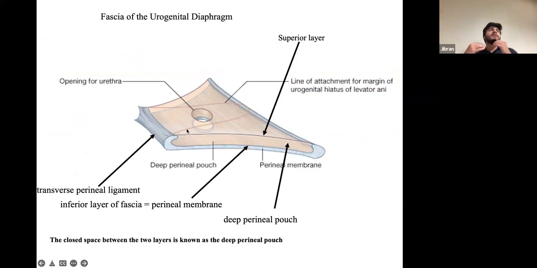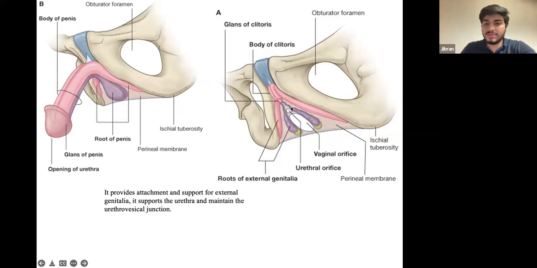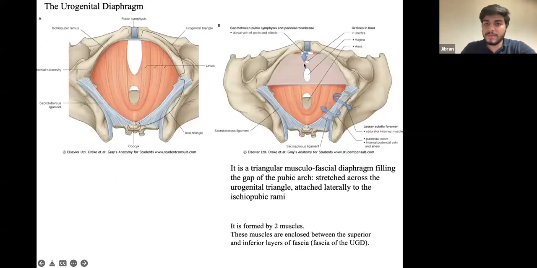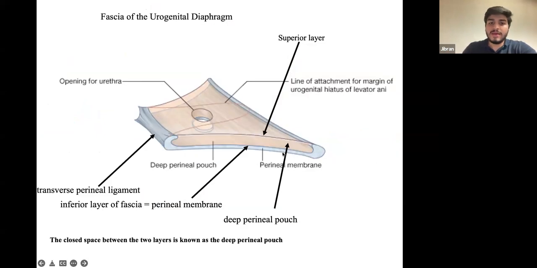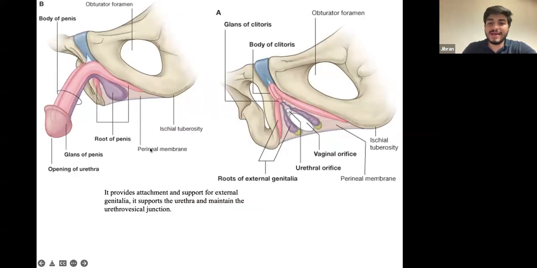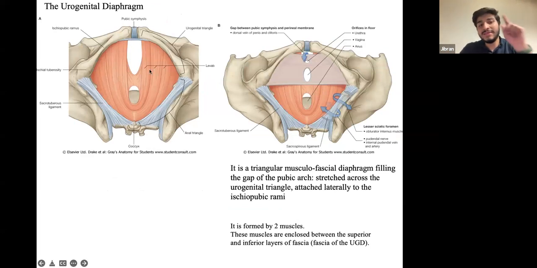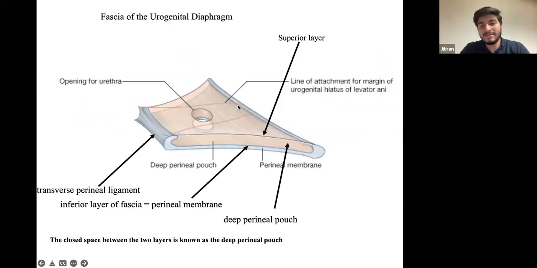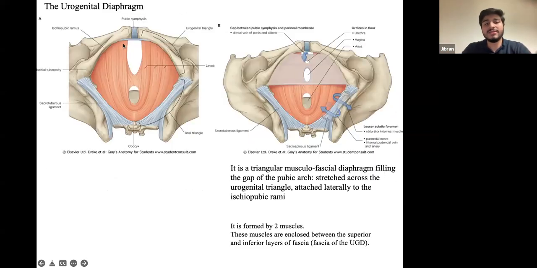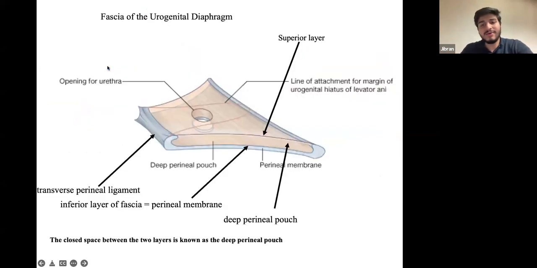Here's another view, and this is probably the image that was hardest for me to understand in second year, in terms of orientation. This is the perineal membrane. This is the opening for the urethra. You see this opening here, this is that opening. And this U thing is the attachment of this. This is where it attaches. I hope you were able to connect the images.